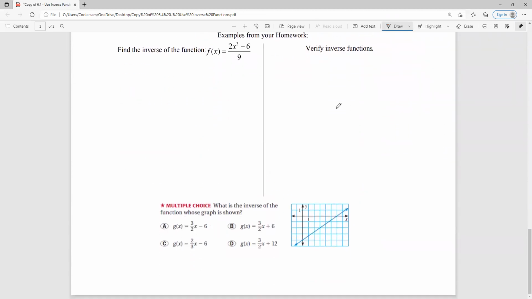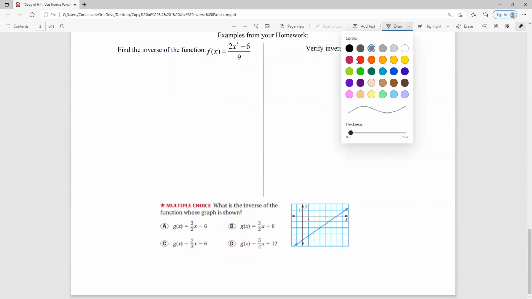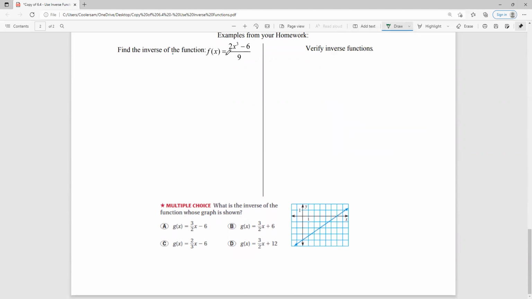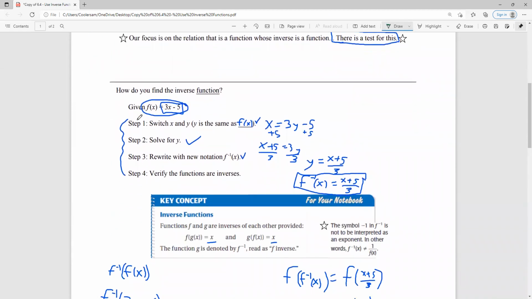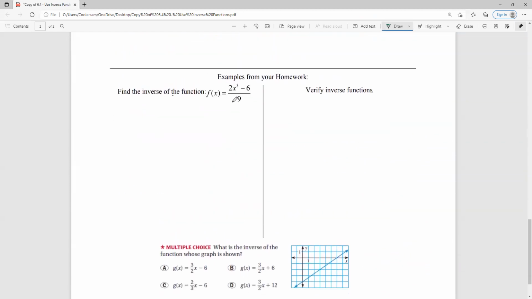Cool. So you're going to have some examples from your homework. One example would be this one here: find the inverse of the function. To find the inverse of this function, you just do what we said above in these 4 steps. Step 1, swap the x's and the y's. We replace all the x's with y's and the f of x with x. So we have x equals (2y to the power of 3 minus 6) over 9.